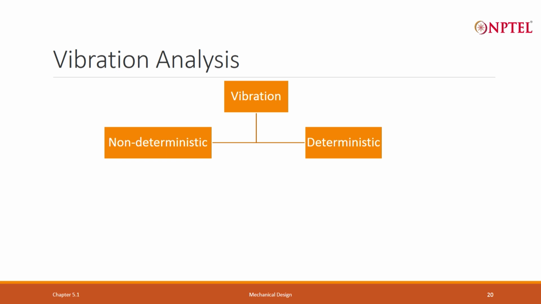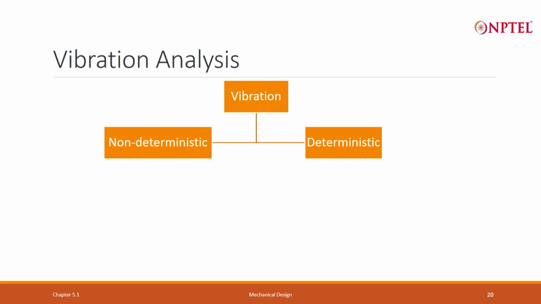In deterministic vibration, you know the response function, you know the amplitude, time of the response function as well as the frequency. However, in non-deterministic function, you may know the frequency, you may know the time, but you will not know the amplitude of the function. Since you do not know the amplitude, that is why it becomes non-deterministic.